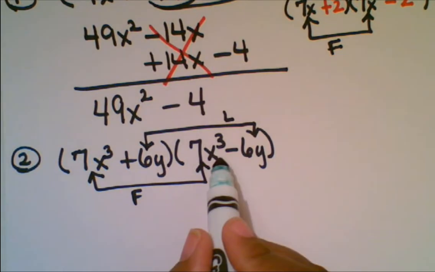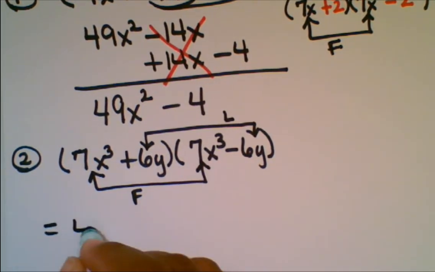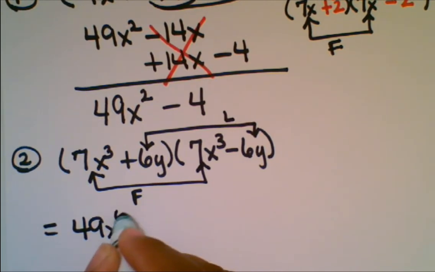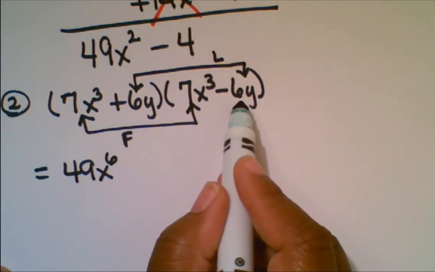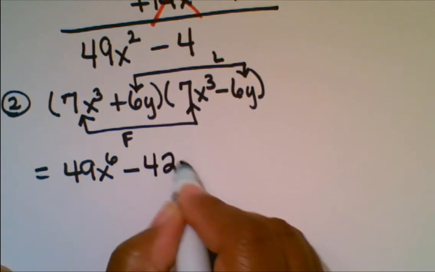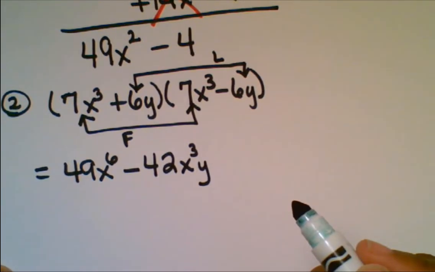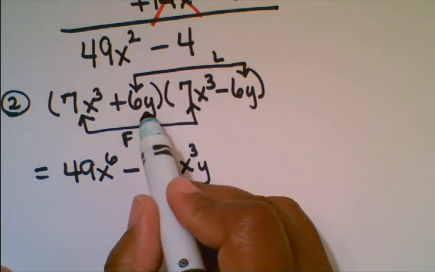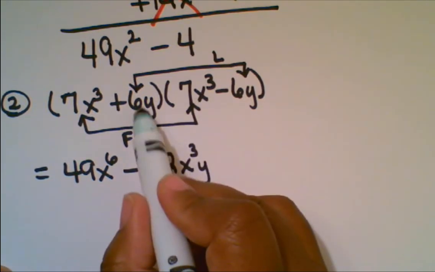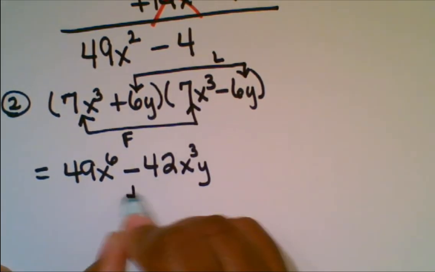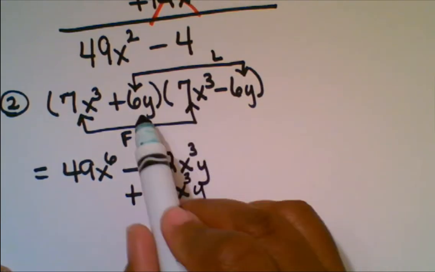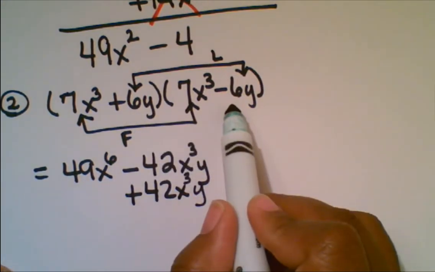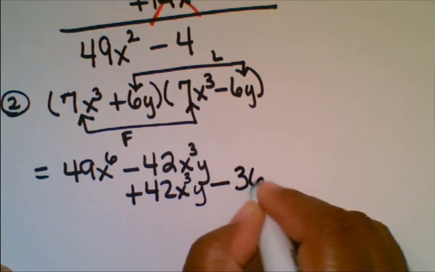Let's take the 7x cubed and distribute twice. We're going to have 49x to the 6th power because we're adding the exponents. Take the 7x cubed, multiply it by the negative 6y. We have negative 42x cubed y. And then we're going to take this 6y in the first parenthesis, distribute twice, and multiply it by the 7x cubed. We have positive 42x cubed y. And then lastly, positive 6y times negative 6y gives us negative 36y squared.